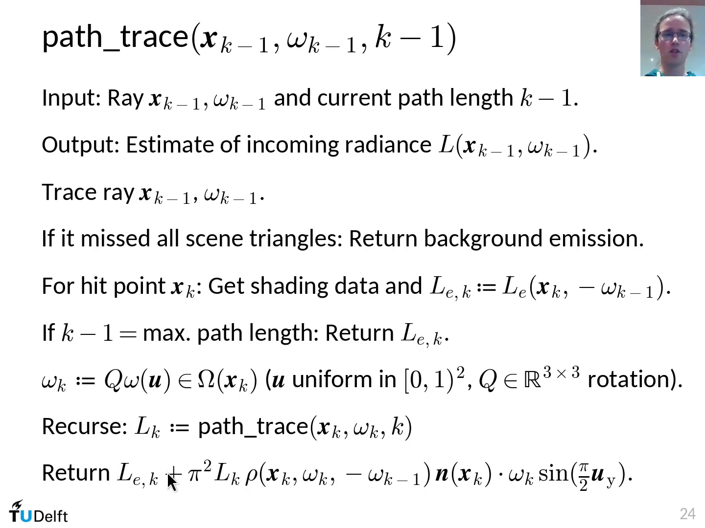The first term here is simply the emitted radiance. And then we have a Monte Carlo estimate with pi squared and this sign correction factor as derived earlier. And the other things here are simply the three factors in the integrand of the rendering equation: the incoming radiance, the BRDF, and the geometry term. And that's it. This pseudocode is everything we need for a path tracer.